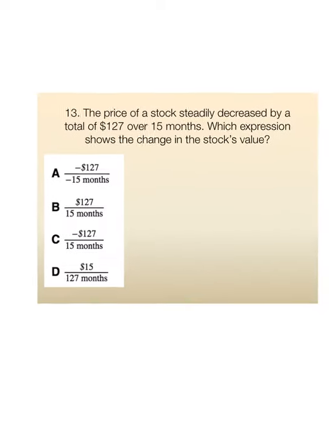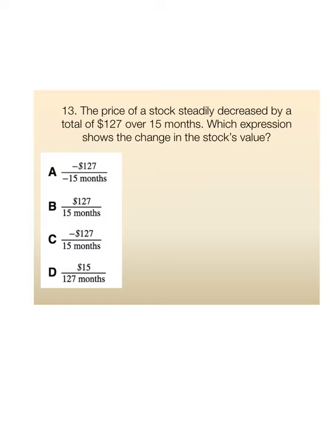Okay. On 13, it says the price of a stock steadily decreased by a total of $127 over 15 months. Which expression shows the change in the stock's value? Well, if it decreased, we know we have a negative 127 over 15 months. Therefore, we're going to divide and see how much was lost each month. So you should pick the one that looks like this one, and that is C.